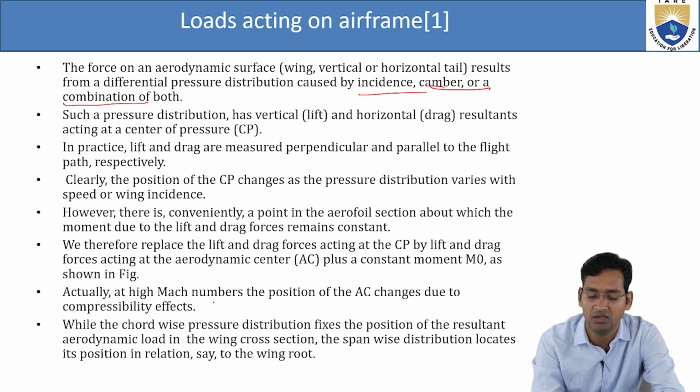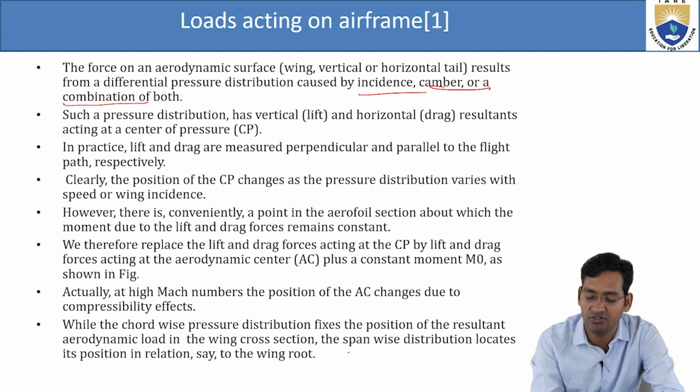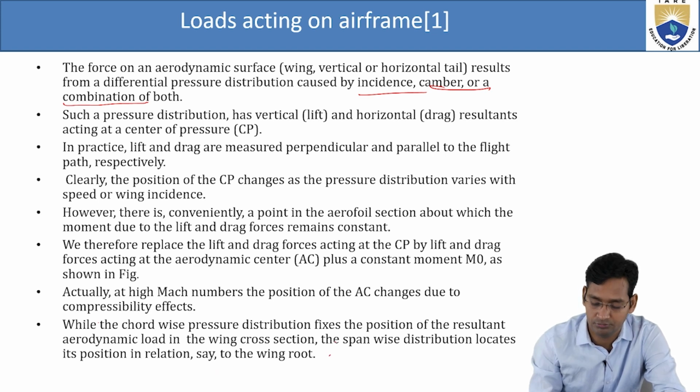Actually, at high Mach number, the position of the AC, that is the aerodynamic center, changes due to compressibility effects, while the chord-wise pressure distribution fixes the position of the resultant aerodynamic load in the wing cross section. The span-wise distribution locates its position in relation, say, to the wing root.